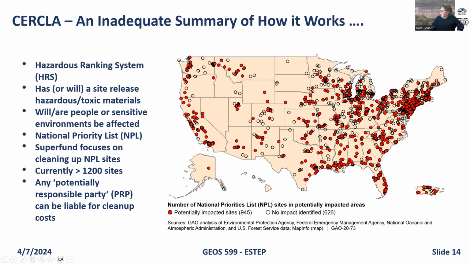So let's just look at these sites, and this is not this year's data here, but I want you to take a look at Minnesota here. You can identify there are some of these red dots. There are some potentially impacted sites. So those would be sites that are on the national priority list.